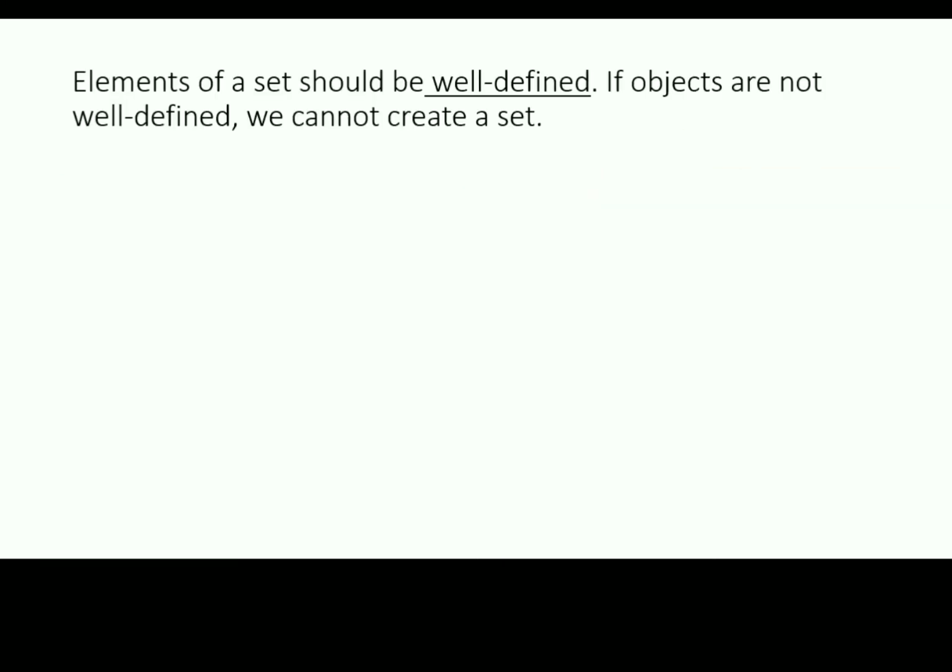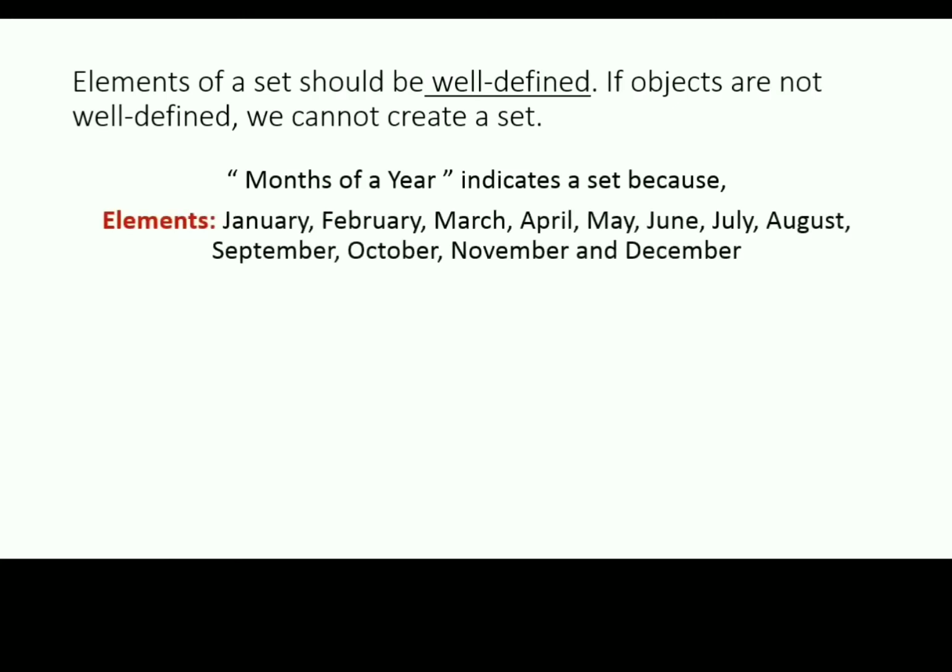In the definition of a set, we define a set as a collection of well-defined objects. If objects are not well-defined, we cannot create a set. What is well-defined? Let's see. Think months of a year. It indicates a set because its elements are certain and well-defined. Let's see its elements. Everyone writes these elements because we define objects well. The objects are months of a year.